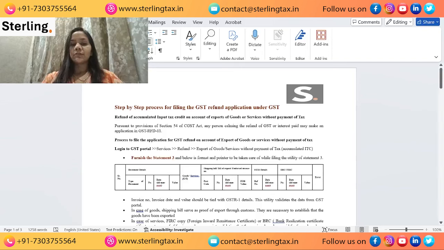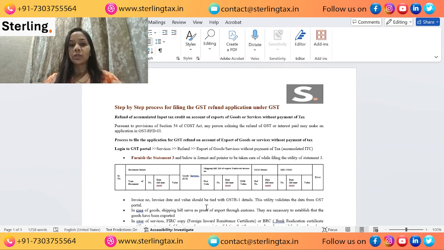Good evening, friends. In today's video, we will be learning step by step how to file the GST refund application in case of exports of goods or services without payment of tax, input tax in IGST. Here we will learn the practical aspect of filing GST refund applications.